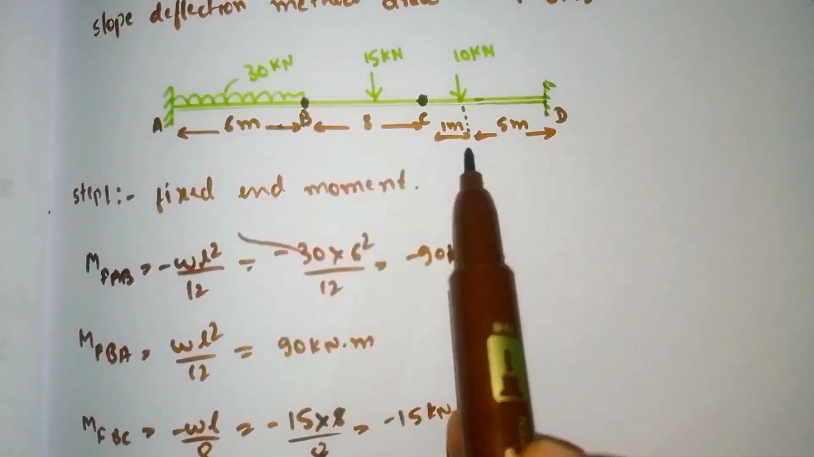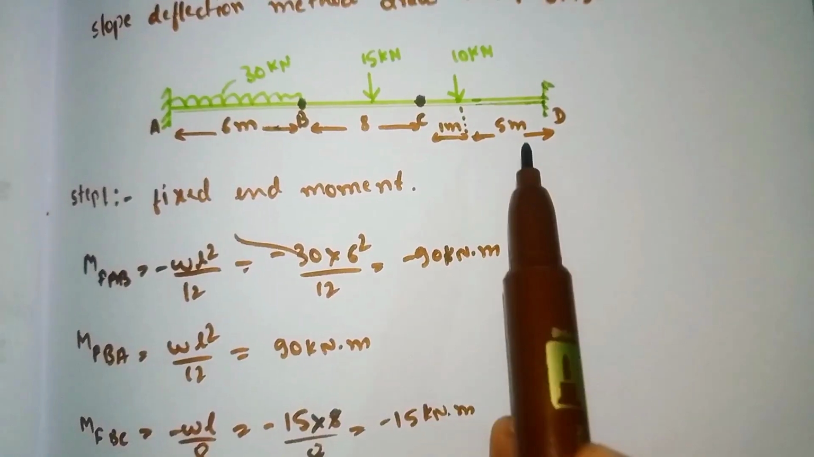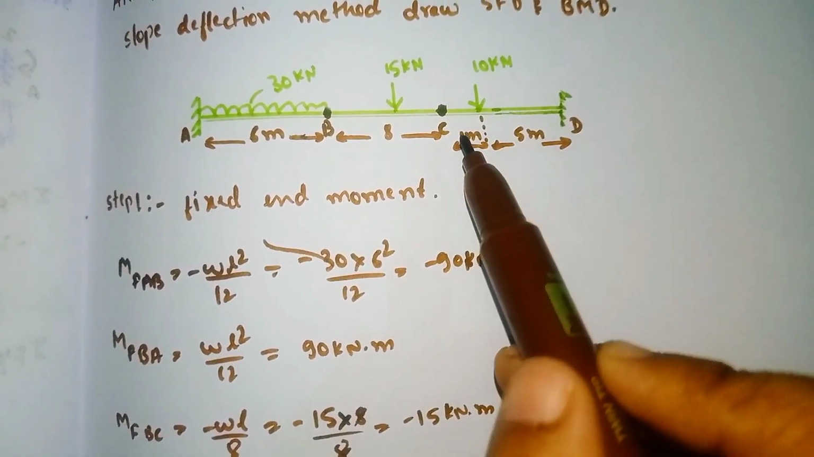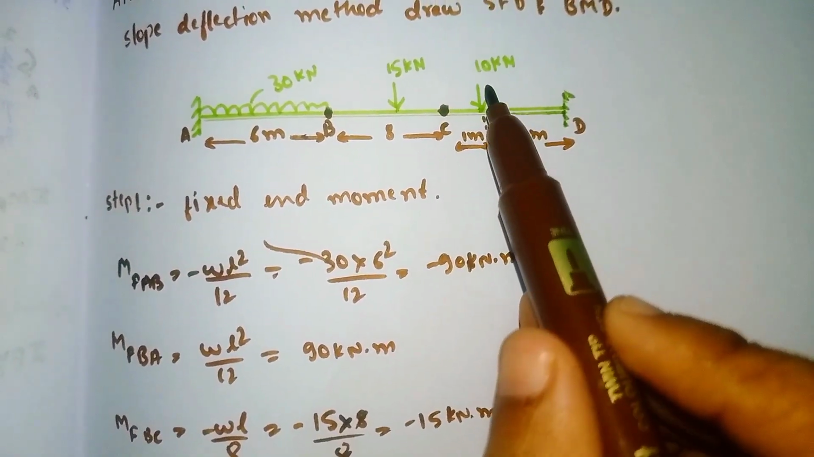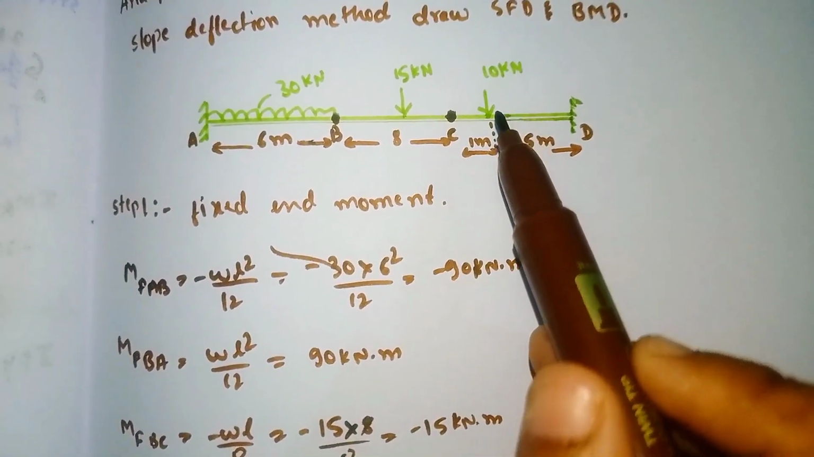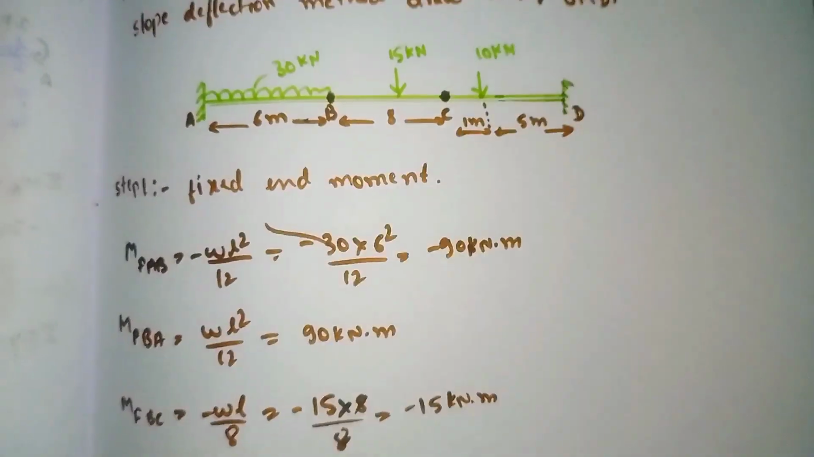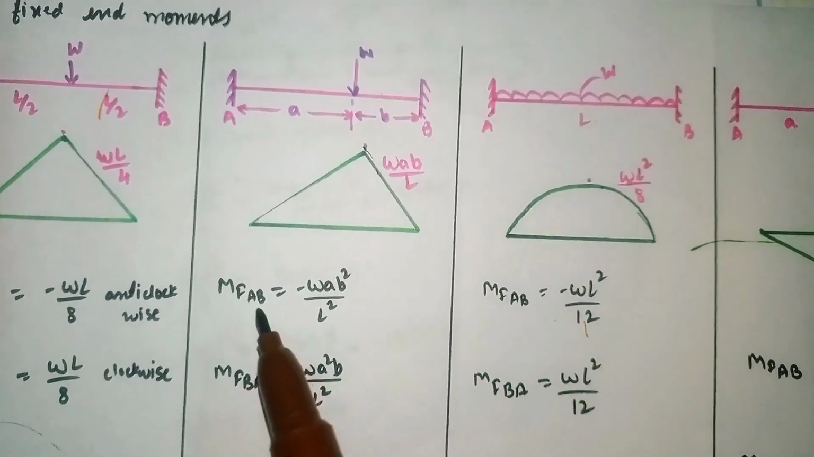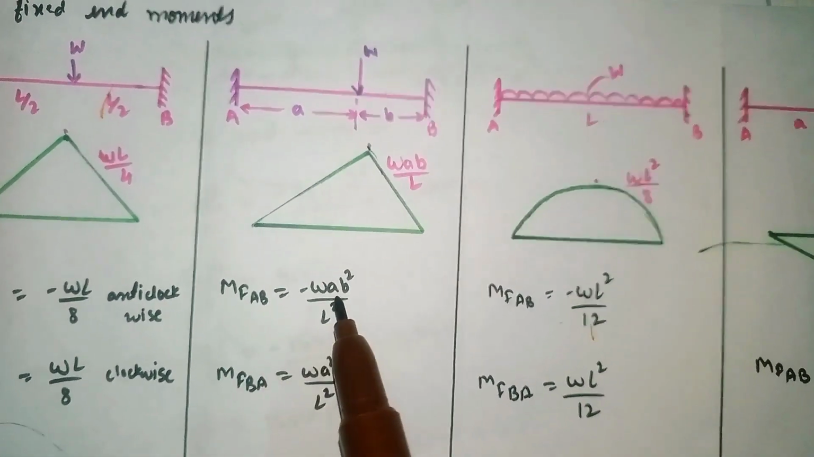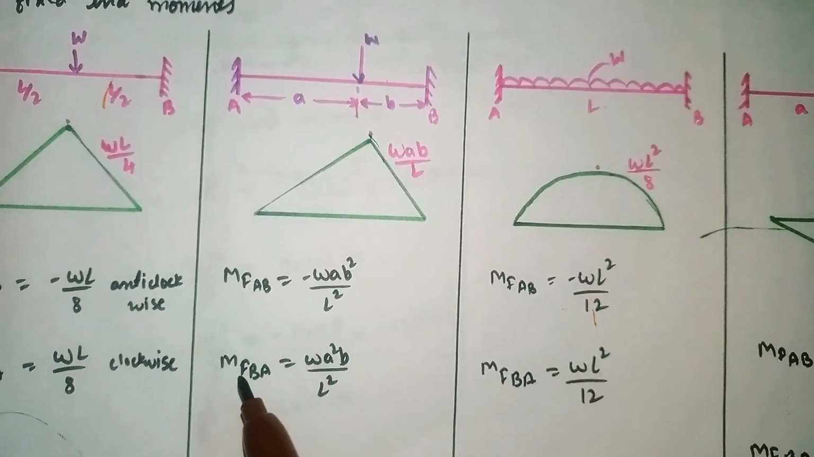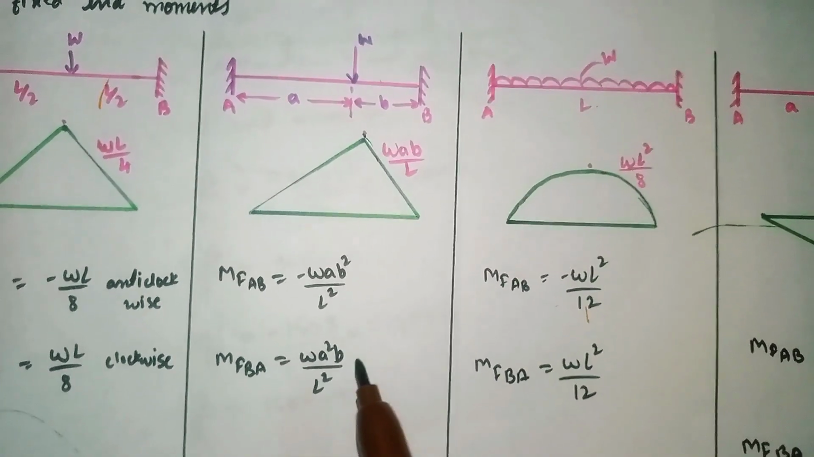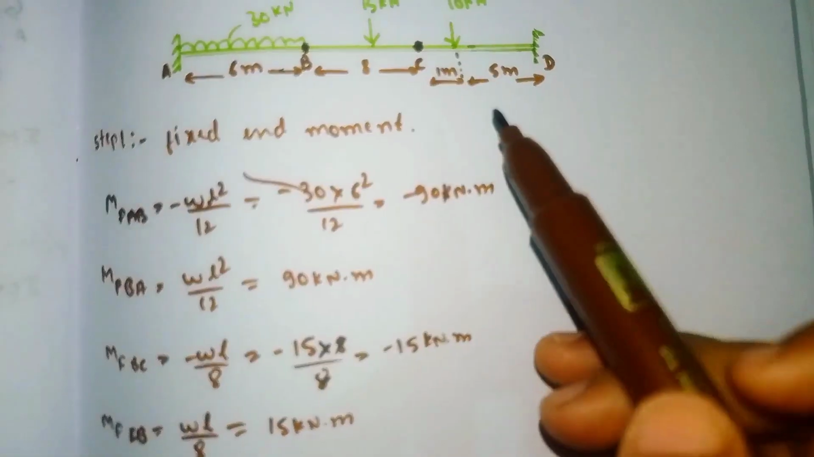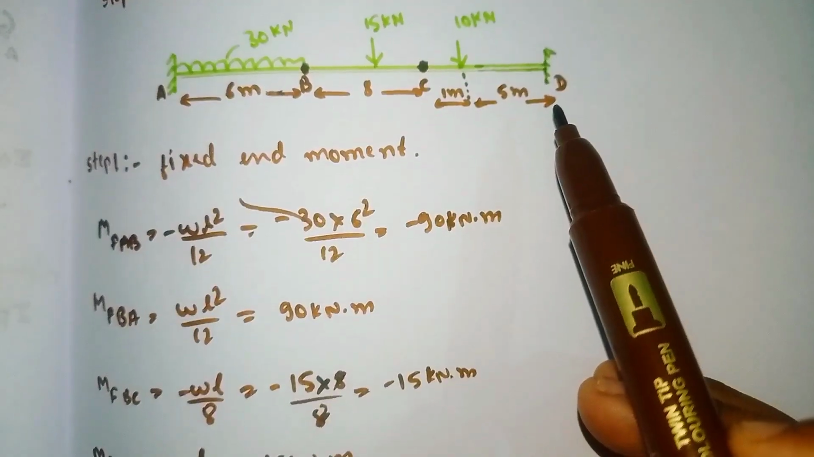Now we'll go to span CD. Calculate the fixed end moment for CD as well as DC. It has a point load which is not acting at the center. For this, we have the formulas for a point load not acting at the center: MFAB is equal to minus WAB square divided by L square and MFBA is equal to WA square B divided by L square. By using these two formulas, we will calculate the fixed end moment for span CD as well as DC.